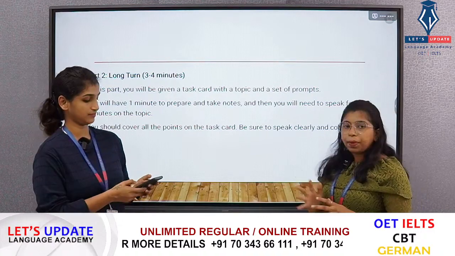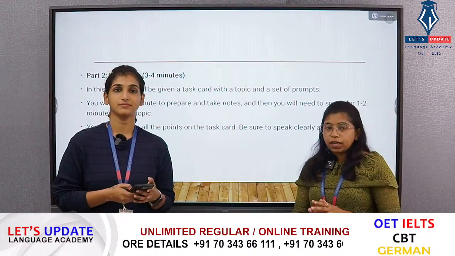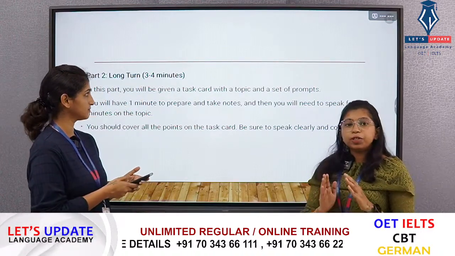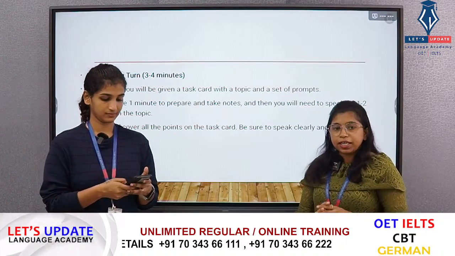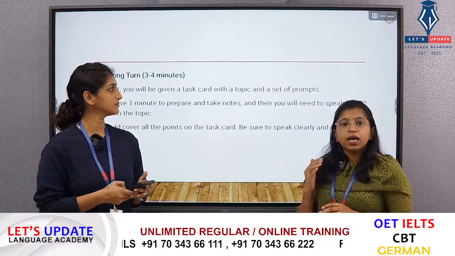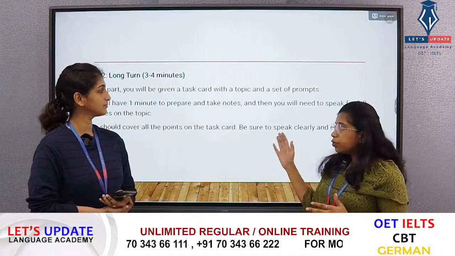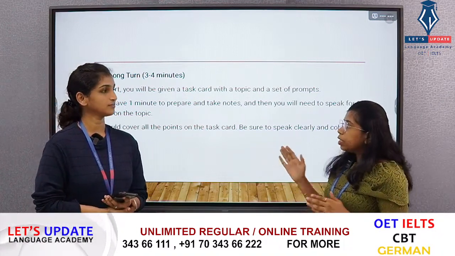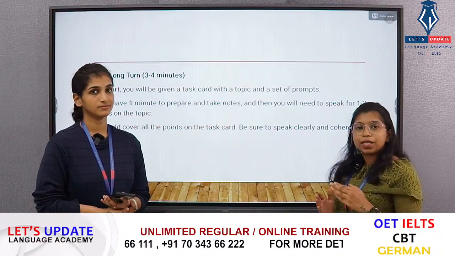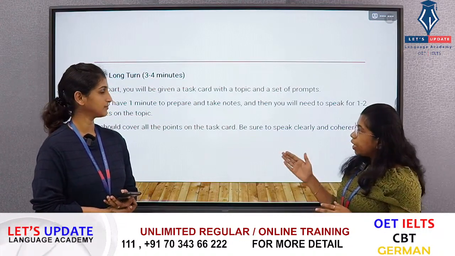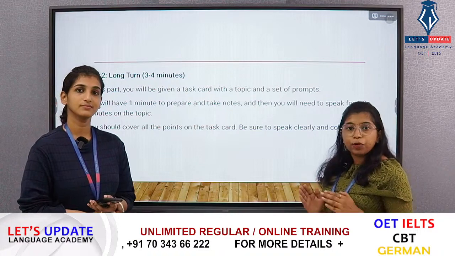So in the second part, you'll be getting a cue card, and this is the part where you have to speak for 2 minutes continuously, and that is why it is known as the individual long run. Your examiner won't interrupt you throughout these 2 minutes, and in this part, you'll be given a task card with a set of prompts, and you'll be getting a minute for preparation only for this part.